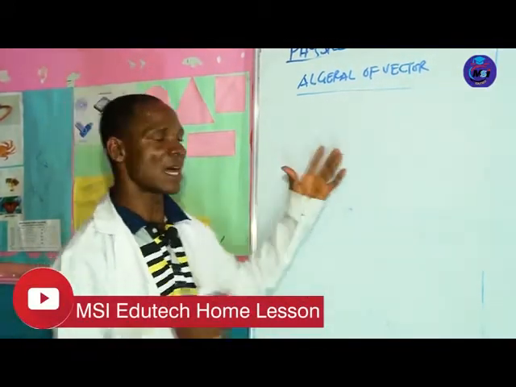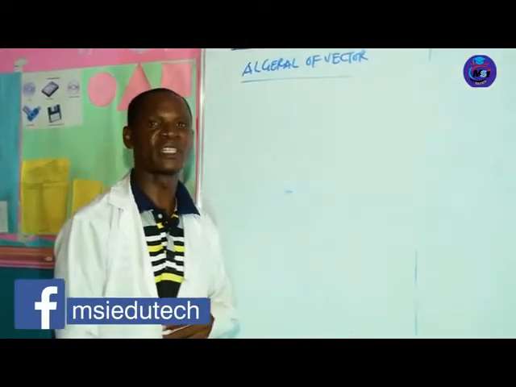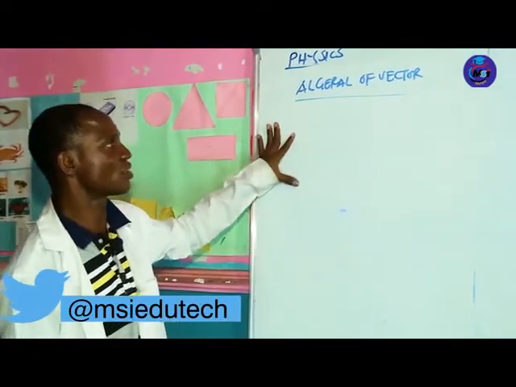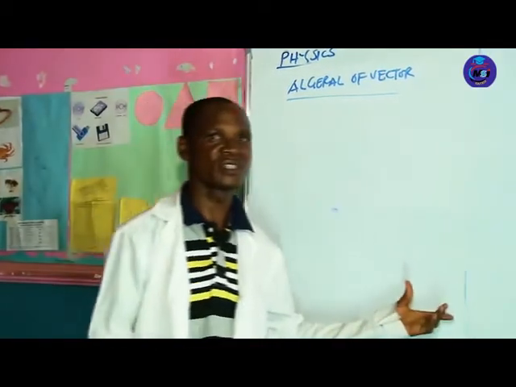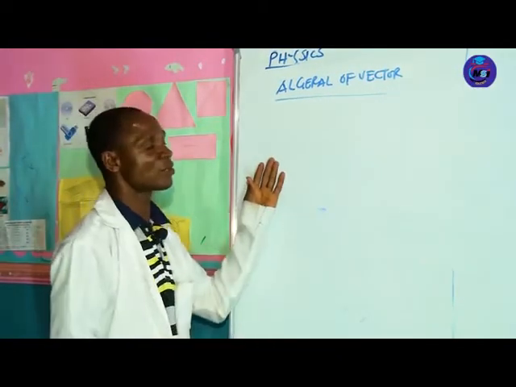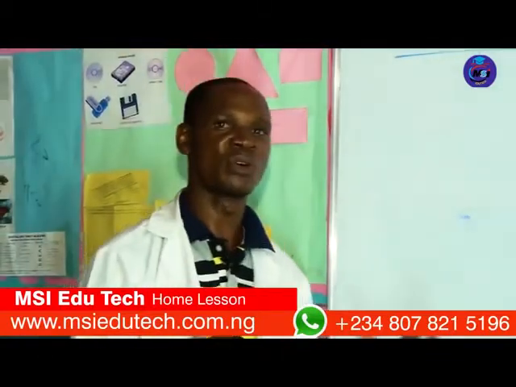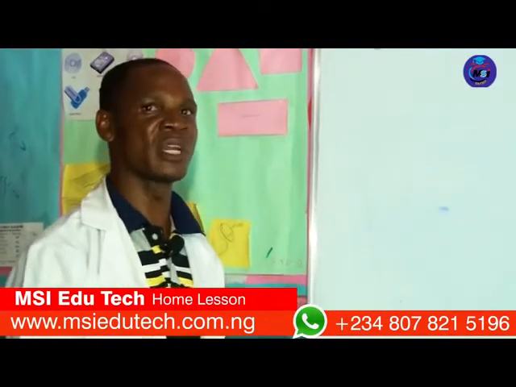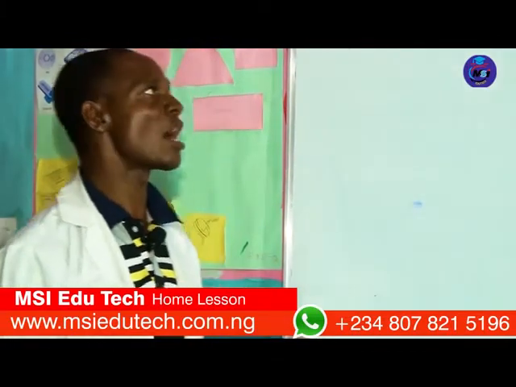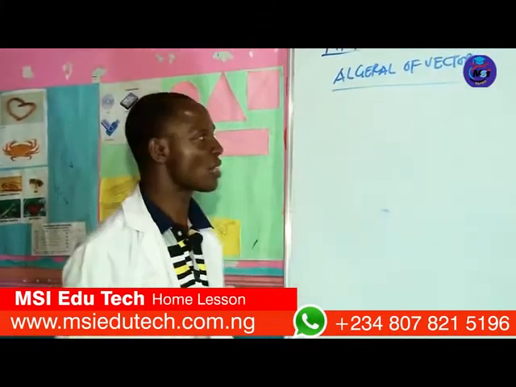Examples of vector quantities are displacement, acceleration, velocity, and force. For scalar quantities, we have distance and temperature. They have only magnitude but no direction, and that is the concept of a scalar quantity. So we cannot look at vector without mentioning scalar quantity.